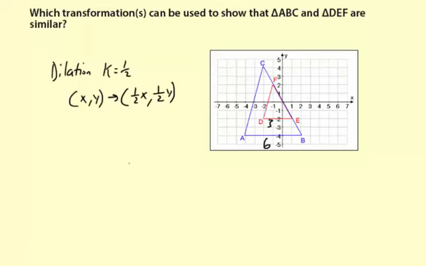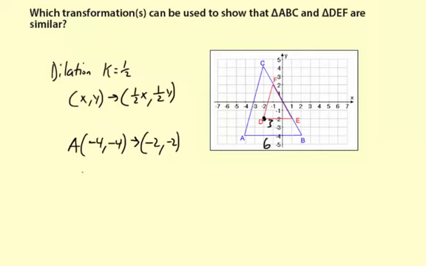So A is (-4, -4). And if we apply this dilation of 1/2 x, 1/2 y, you just multiply each value by 1/2 or divide by 2, depending on how you look at it. So you'd end up with (-2, -2). And that would put you right here, which is actually right on point D.